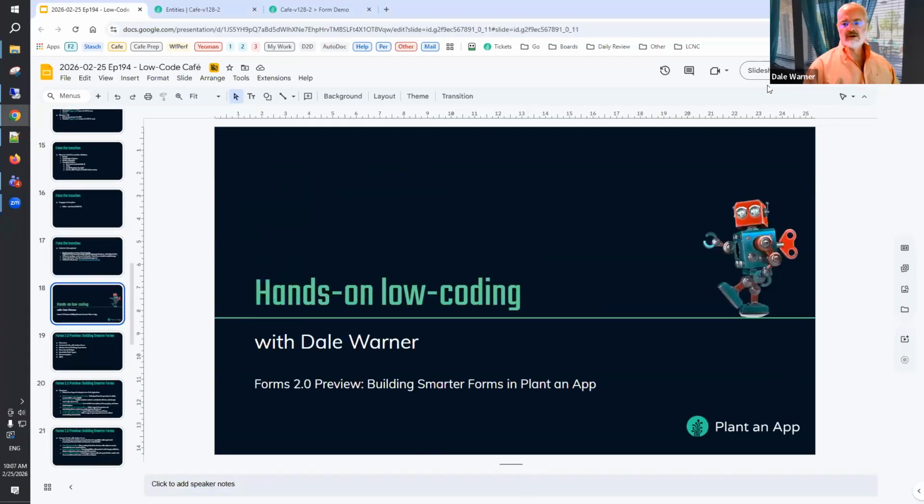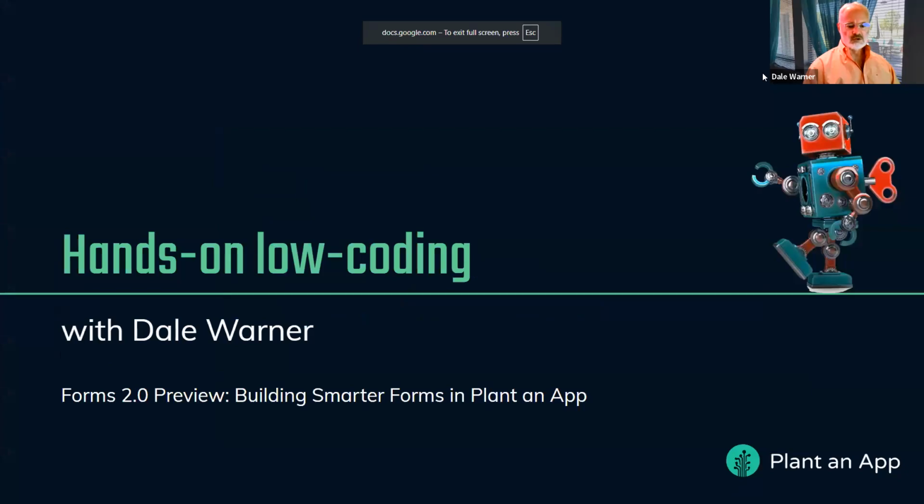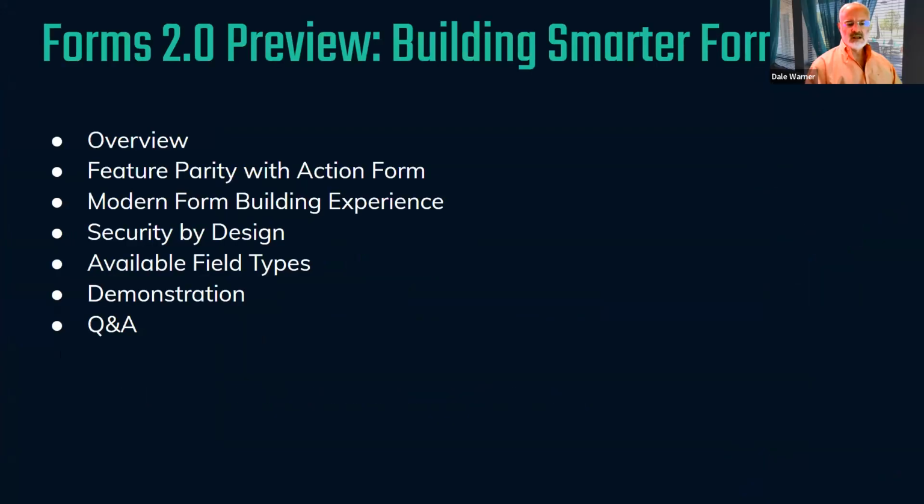All right, let's go on with hands-on low coding. We're talking today about Forms 2.0 preview. And here's the top bullet points about where we're going today. I'll give an overview of what this is, and we'll talk about how that relates to Action Form. We'll talk about the new form building experience, a little bit on security, show you the field types that are likely to be available in this first release, and then we'll spend most of our time on a demonstration and hopefully can show off the nice new features. We'll finish up with a question and answer session.